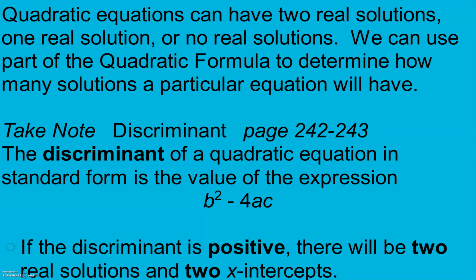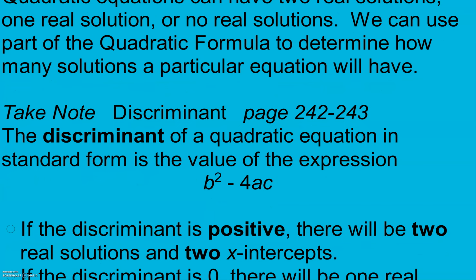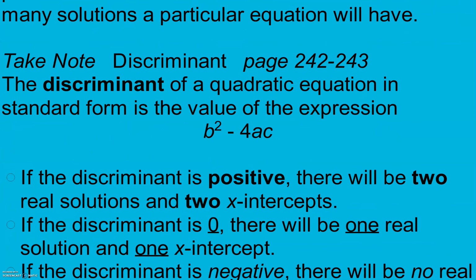It's the part that's underneath our square root. So, if the discriminant is positive, there's going to be two real solutions and two x-intercepts. So, it's either going to be a happy face parabola with two x-intercepts or a sad face parabola with two x-intercepts. And again, that's if our discriminant is positive, because then we would actually have the plus or minus part of our quadratic formula.